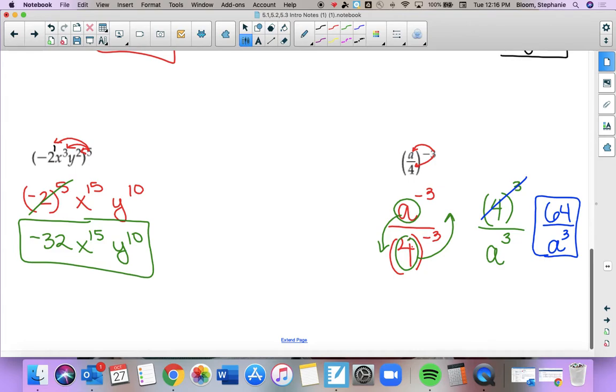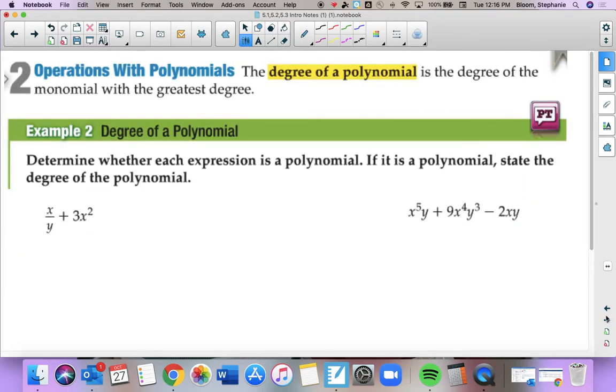Okay, any questions for me on simplifying? All right, now degree. So we did degree at the beginning when you only had one variable. So now we're going to look at how would you find the degree if I have multiple variables, okay? So with this one, we're first going to be able to answer, is it a polynomial? So remember those stipulations we had on the front page of what can't be a polynomial and what can. And then if it is, you're going to tell me the degree.